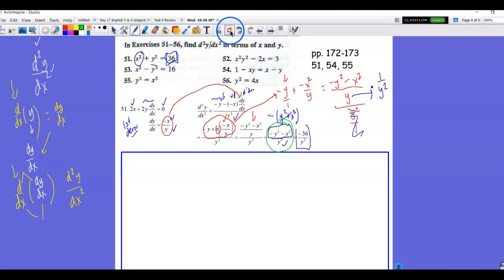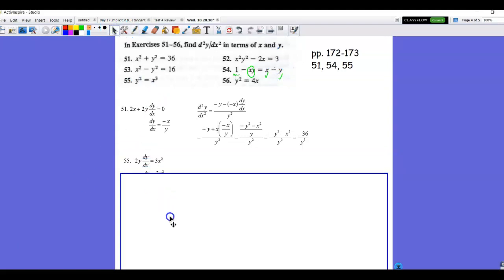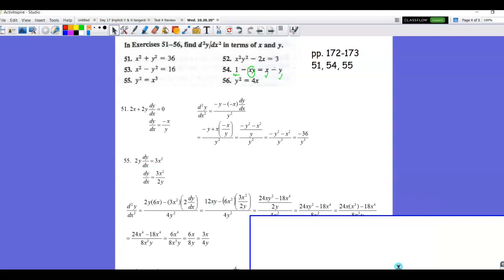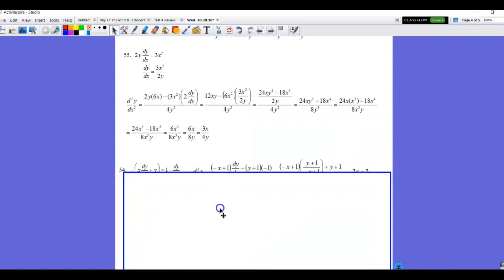All right, so let's clear the screen. Let's clear these annotations, and let's go to number, what's next? 54. In number 54, let's make a plan of attack. So the first term is a 1, and that's easy to take the derivative of. Be careful right here. I see the product. Derivative of x is going to be easy. Derivative of y, dy dx. And that'll get us to the first derivative. I have these out of order. That's okay. Let's move this down and go down to number 54.